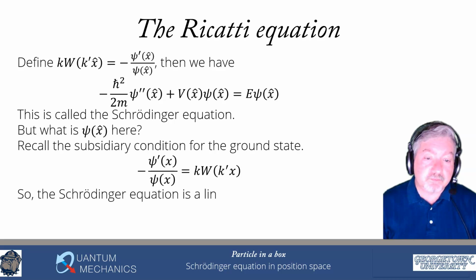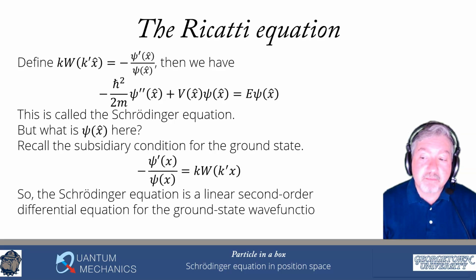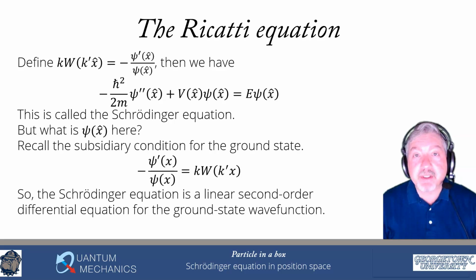So this Schrodinger equation is a linear second-order differential equation. And that's nice because there's lots of properties that are known about linear second-order differential equations. At the moment, it's only the linear second-order differential equation for the ground state wave function when E is equal to the ground state energy. We're going to see what the implications are of that or how we can generalize that in just a moment.